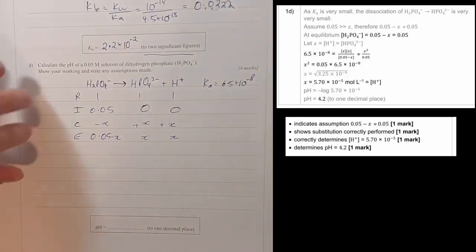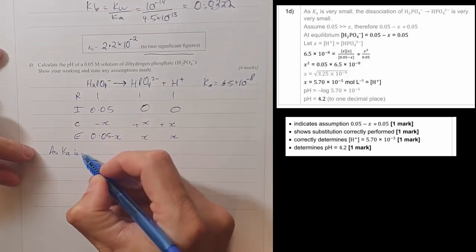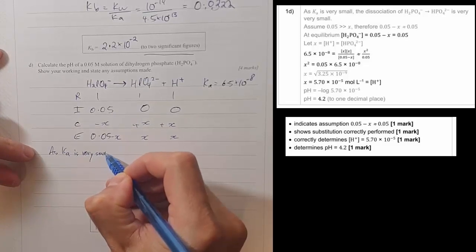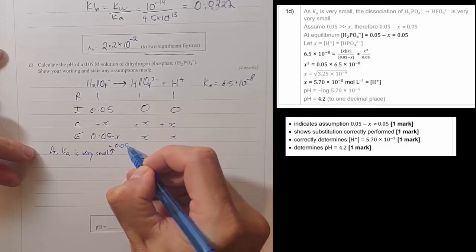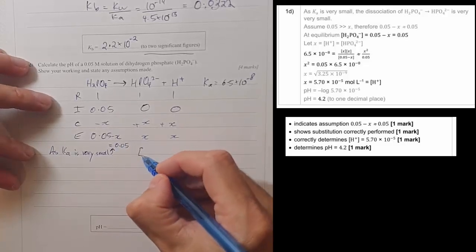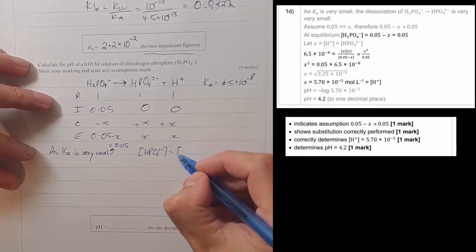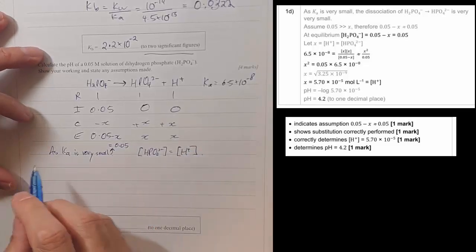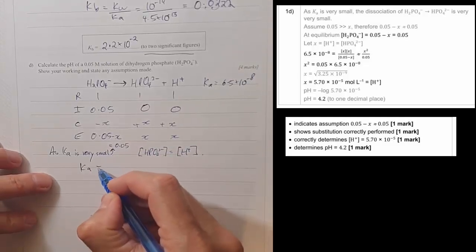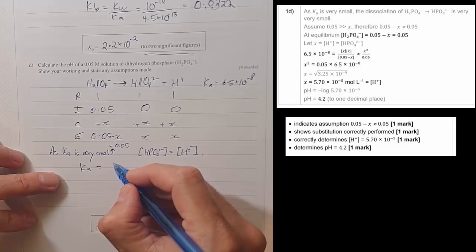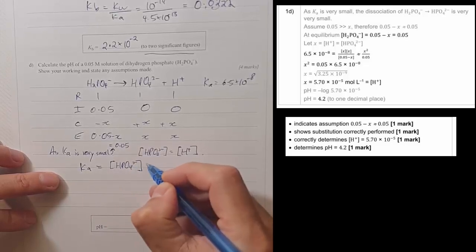Okay, so first of all, as Ka is very small, this equals 0.05. Concentration of HPO4 2 minus is equal to concentration of H plus. All right, so I've stated my assumptions. So just write the expression out. So Ka is products over reactants. You can check this in the data booklet too.